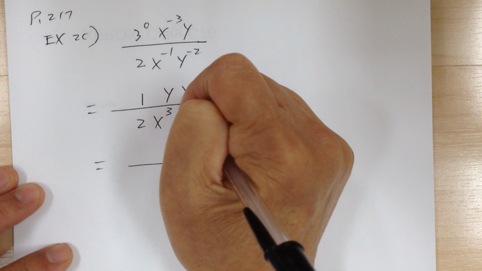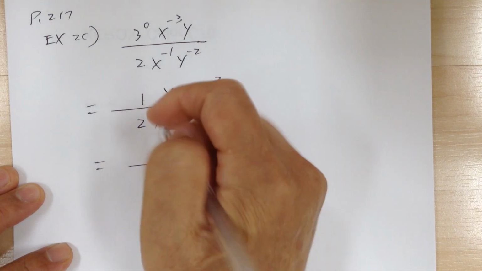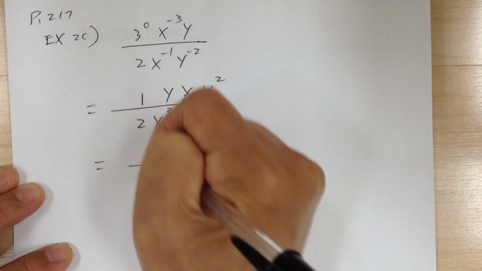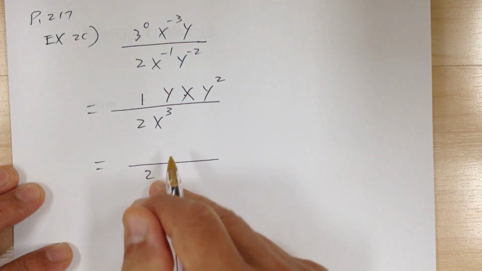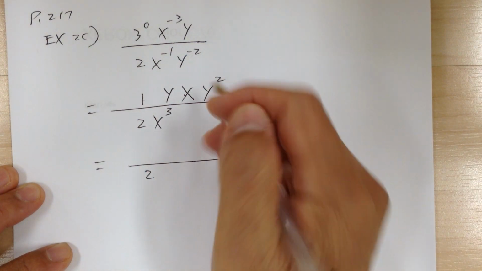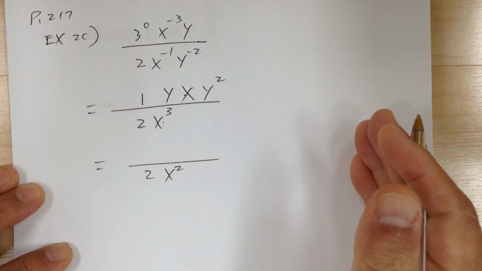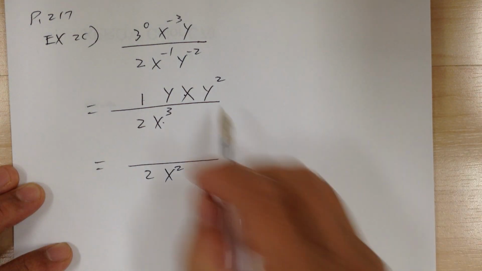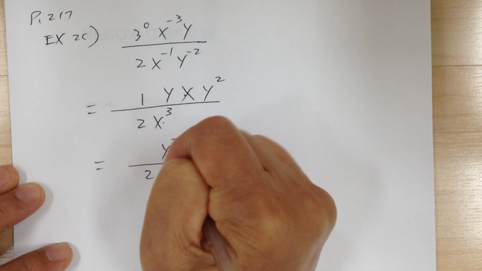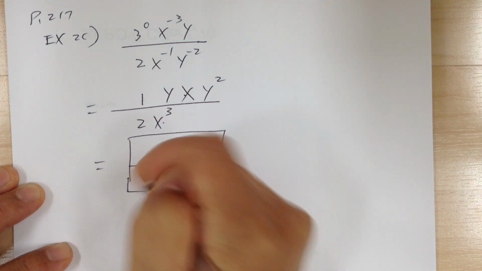So this one, you got 1 over 2. You don't have to write a 1, so don't just write a coefficient of 1. Write a number, so 1 over 2. The alphabet, you got x and x cubed, so you're going to get x squared. Just go down the alphabet, that way you don't miss anything. And you got y and y squared give you y cubed. Okay, and that's it.